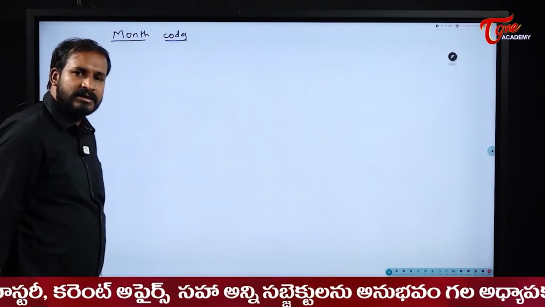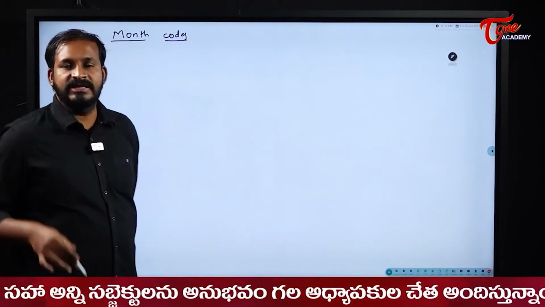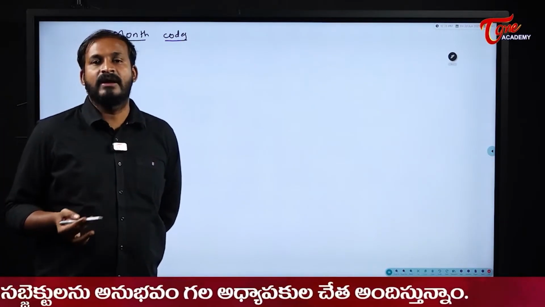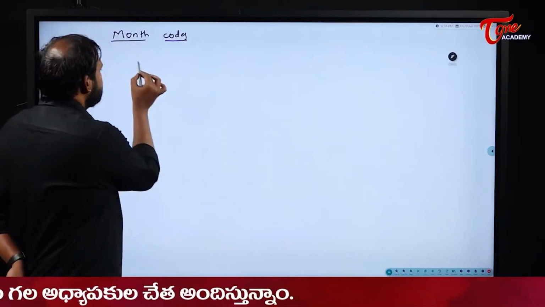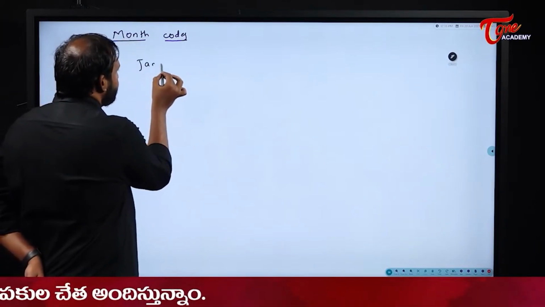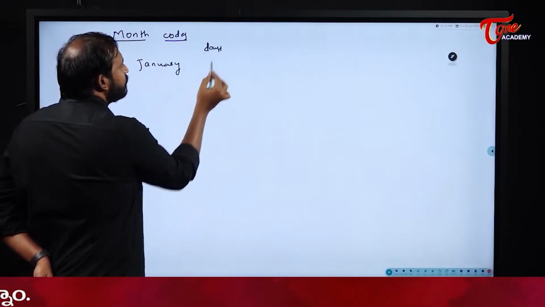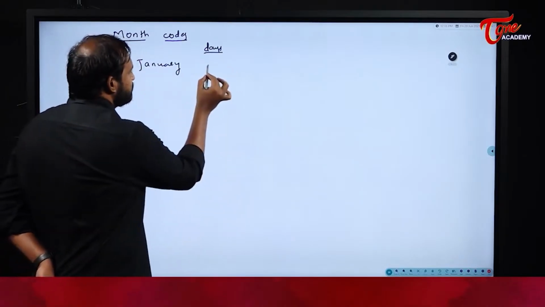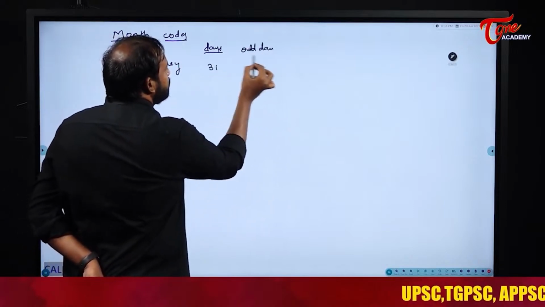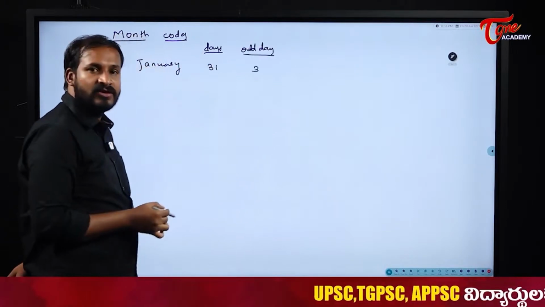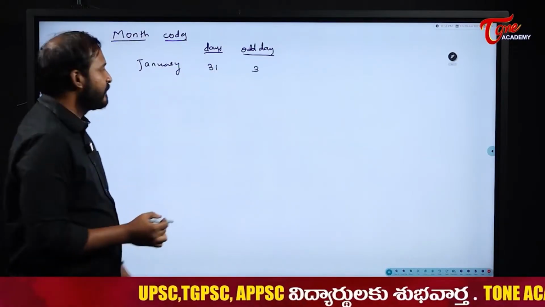How will you remember? Very simple. Month codes are nothing but the number of odd days in that particular month. The number of odd days in that particular month will become the month code for that. See here, January. How many days will you have in general? January, 31 days. Now tell me, how many odd days are in 31 days? 3, right? So the code for January is 3.